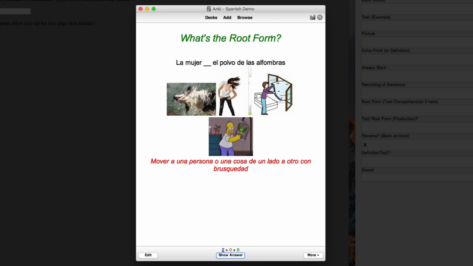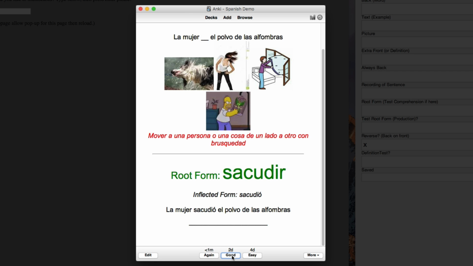We have this other thing. What's the root form? This is the flip of this. I have my sentence with the fill in the blank. I have my definition, but this is not asking me for shook, like the story in this thing. The woman shook the dust from the rugs. This is asking me for to shake, sacudir. And so this is another flashcard I'm getting out of this card model that I found super, super useful.